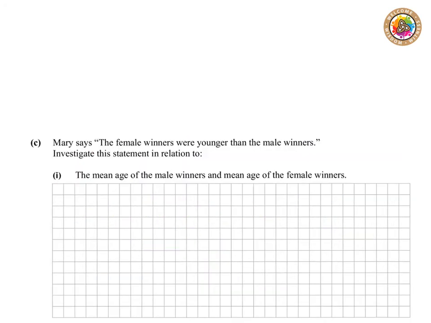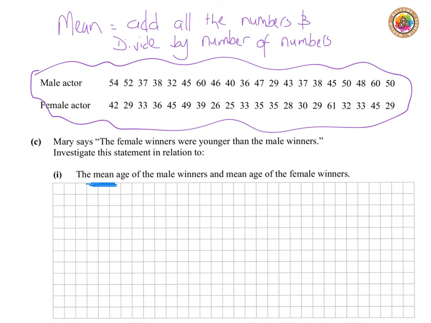Okay, here in this question, Mary says the female winners were younger than the male winners. Investigate this statement in relation to the mean age. So here we're asked to calculate the mean of the male and female winners. So I'm just going to bring back in the original data to help me to calculate the mean. Okay, so the mean means that we add all the numbers and we divide by the number of numbers. And again, we know the symbol for mean is x bar, okay?